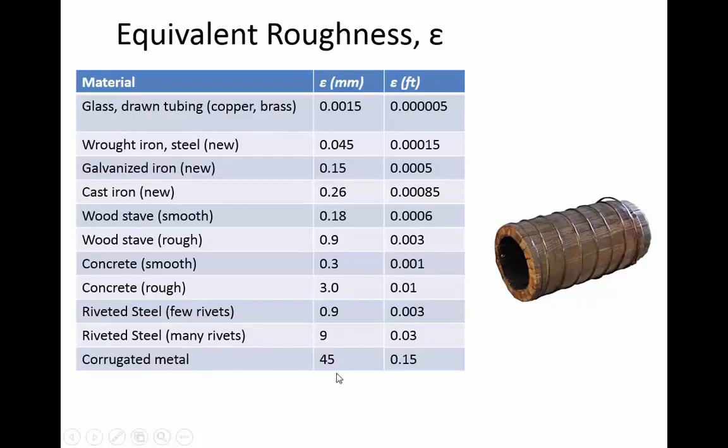At the high side of metal pipes is corrugated metal, like the corrugated metal pipes that they put under roads for culverts. They have really large corrugations, and it's not the metal itself that causes the high relative roughness there. It's the corrugations, which are measured as having an equivalent height of 45 millimeters.